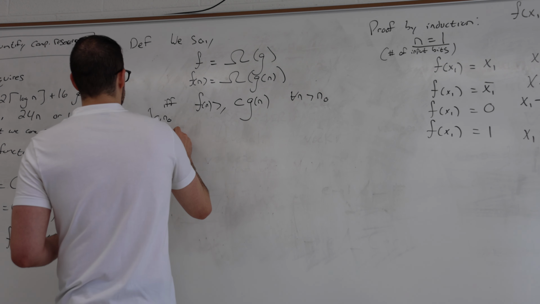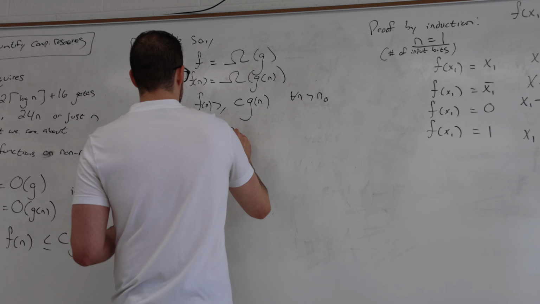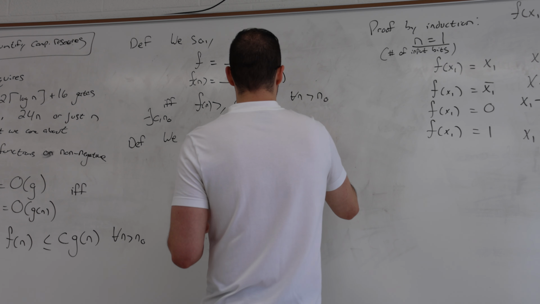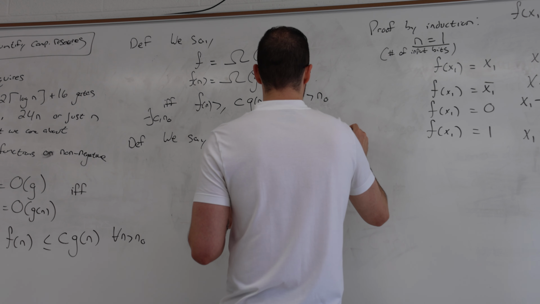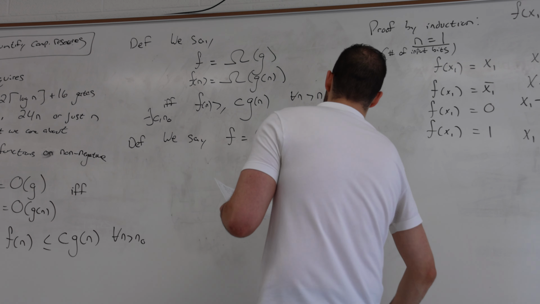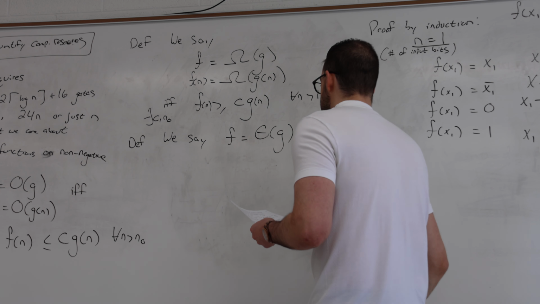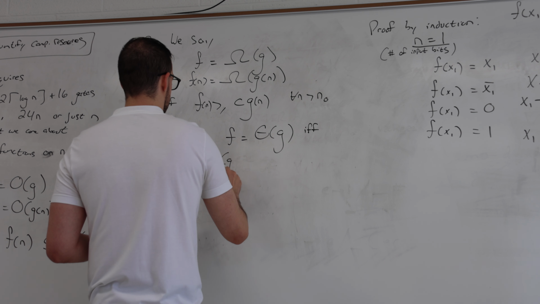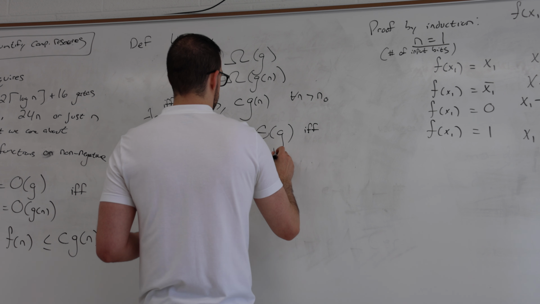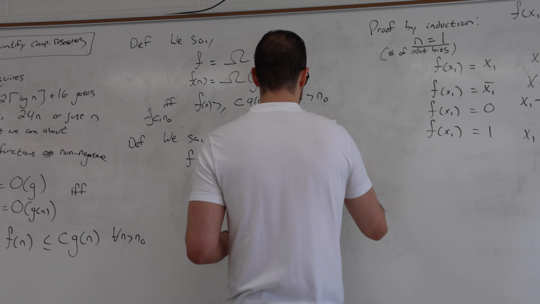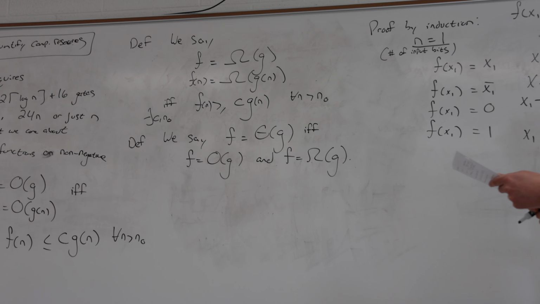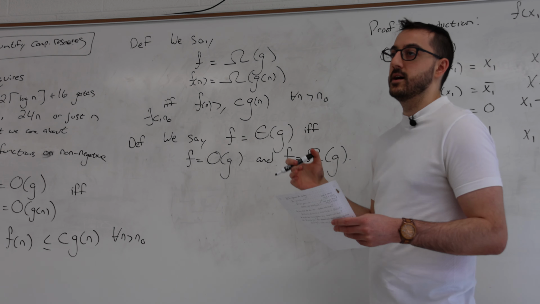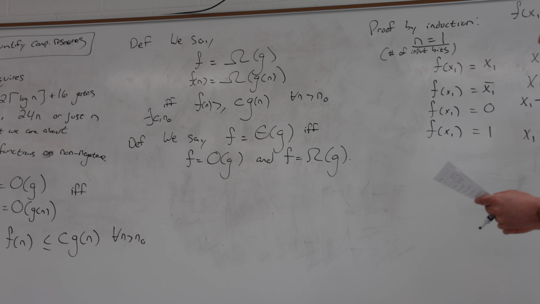So lastly, we say that f is big theta of g if and only if f is both big O of g and f is big omega of g. So this means that the functions are equal in the asymptotic limit. In other words, they have the same asymptotic behavior.